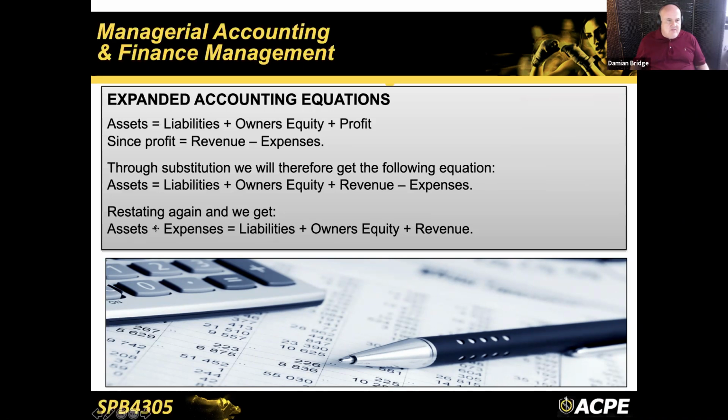So what this means, if you want to increase an asset or an expense, we use the term debit. If you want to decrease it, we use the term credit. These three here, liabilities, owner's equity, and revenue. If you want to increase them, you do the opposite. It's a credit. If you want to decrease them, it's a debit, okay?